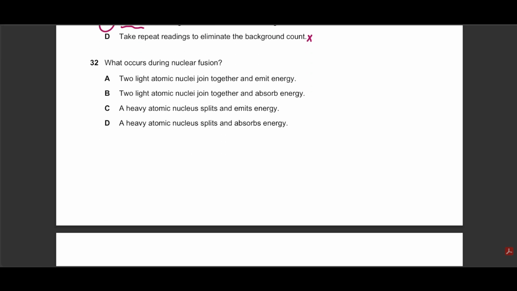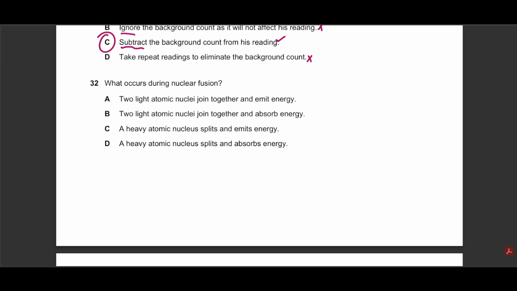So C seems to be the best answer. 32. What occurs during nuclear fusion? This is a factual question. Again, I can't help you more than this. It is option A. They will be joining together. They don't absorb energy, they release energy, and that is exactly what is happening at our sun.